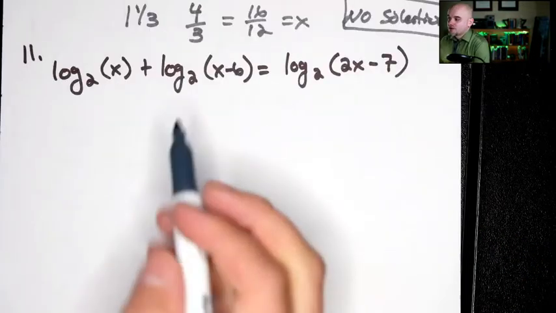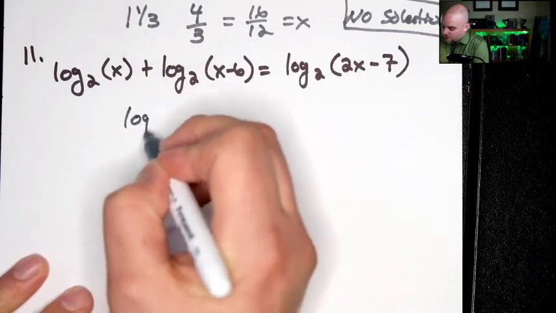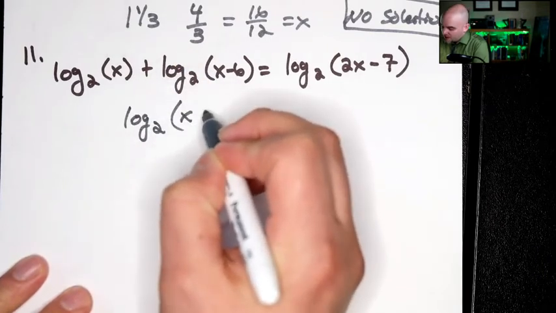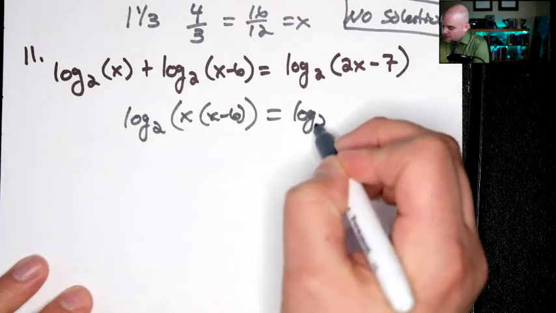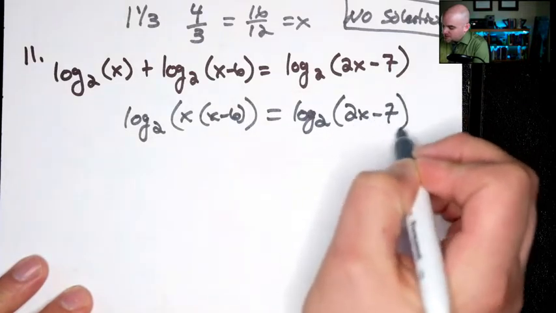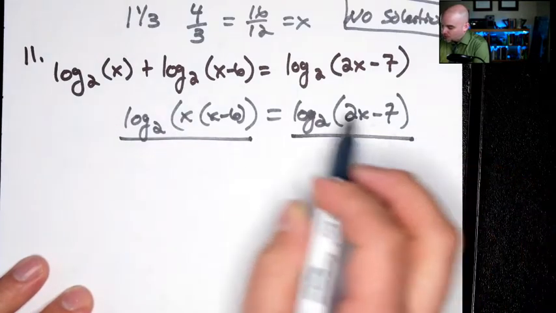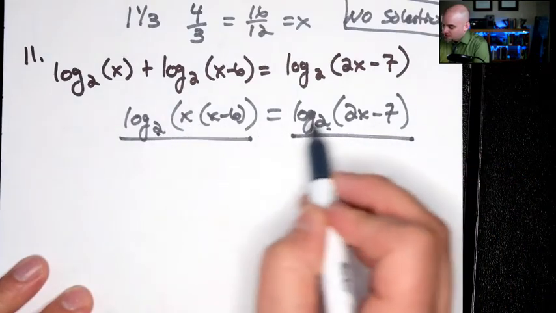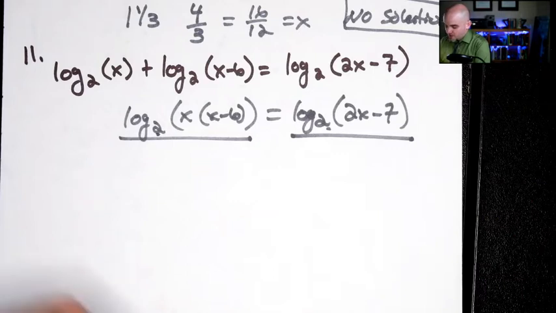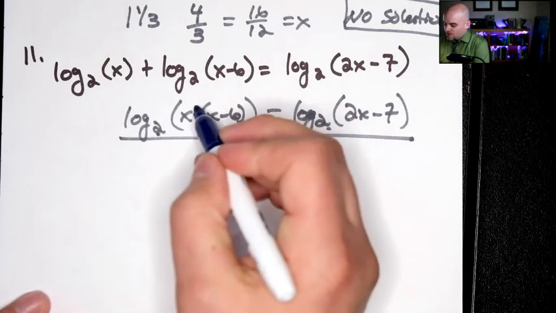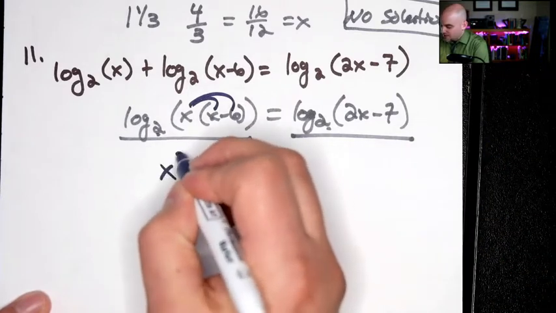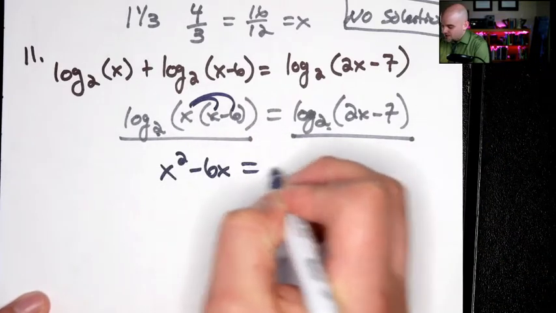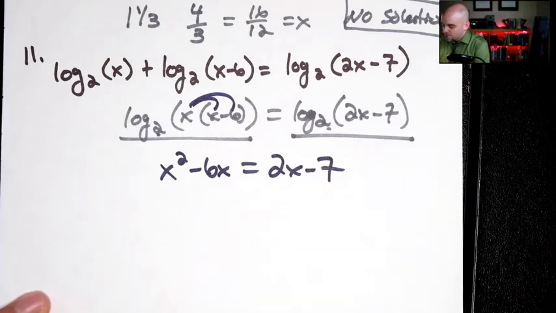Number 11, once again, let's combine these logs. We get log base 2 of x times x minus 6 is equal to log base 2 of 2x minus 7. We have one log equal to one log. The bases are the same. Set what's inside those parentheses equal to each other. And I'm going to go ahead and make it one step where I distribute this x while I do it. So I'm going to multiply that out. I get x squared minus 6x is equal to 2x minus 7.